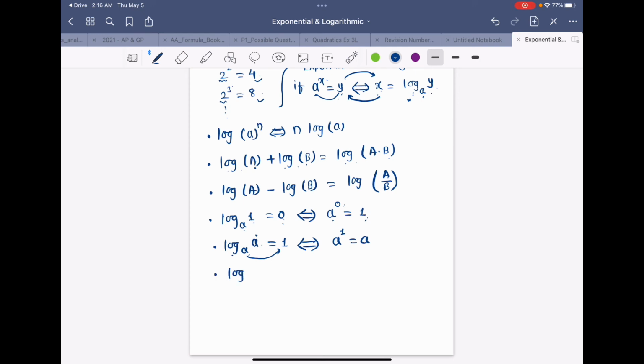Log of a to the base of e is always considered as ln of a. If they say ln of something, ln means log to the base e. And log of a is basically log of a to the base of 10. If no base is written in log of a, then you assume that the base is 10.